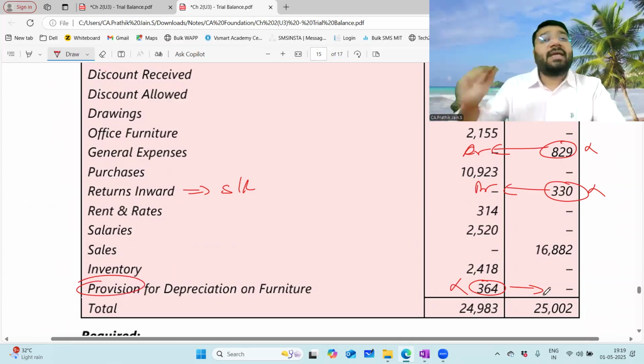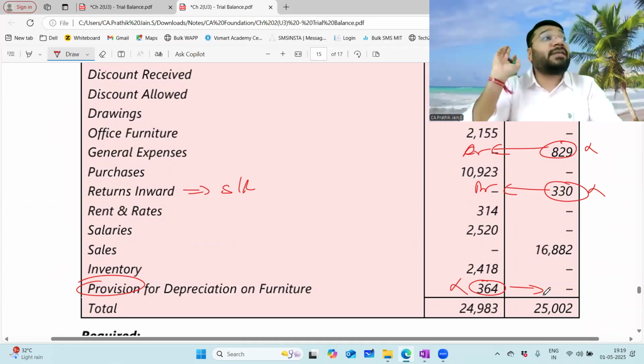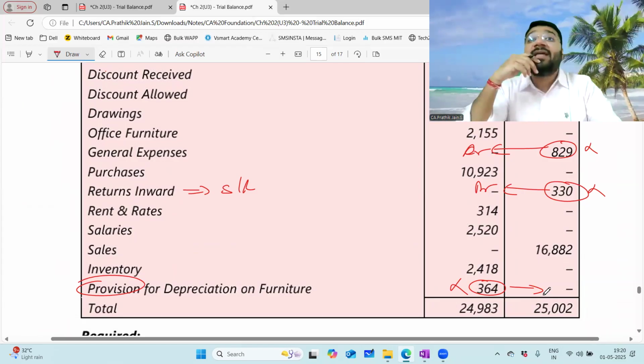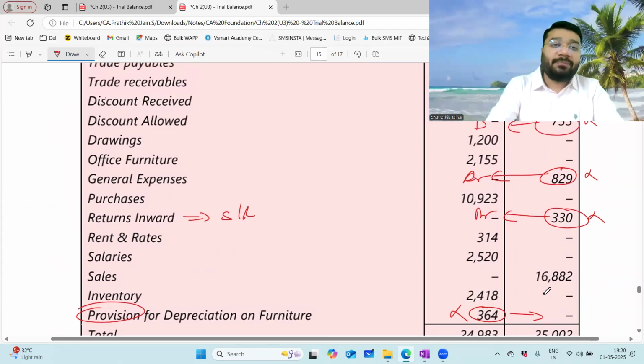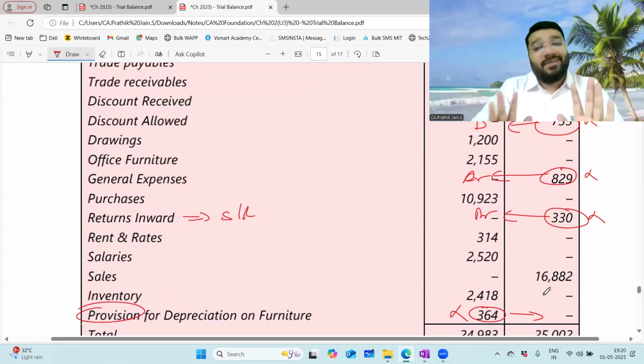Now, can you prepare the revised trial balance? Now, still the difference will come. That will be placed in the suspense account, and that account is temporary in nature. Any problem? Easy? Very easy. Very good.